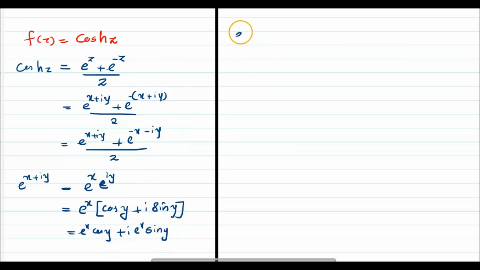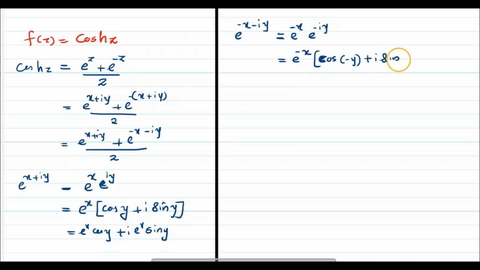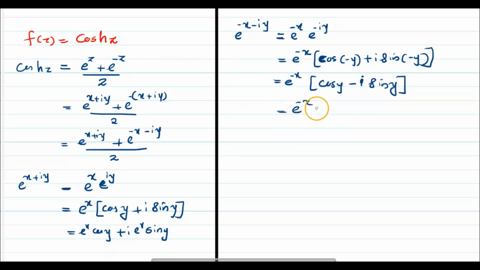Now what is this? e^(-x-iy). This is e^(-x) times e^(-iy). Now we can write it as e^(-x), and e^(-iy) is cos(-y) + i sin(-y). That is e^(-x), cos(-y) is cos y, sin(-y) is minus sin y, minus i sin y. Therefore, this is e^(-x) cos y - i e^(-x) sin y.